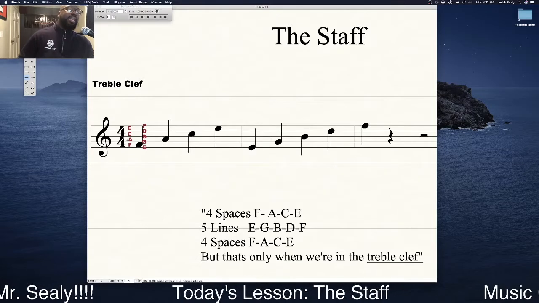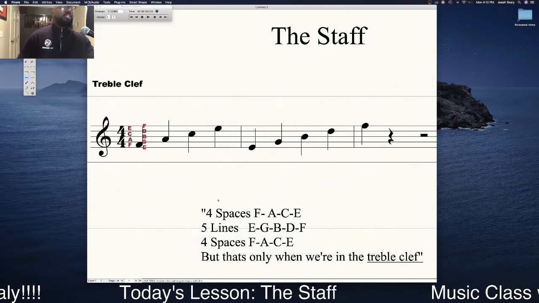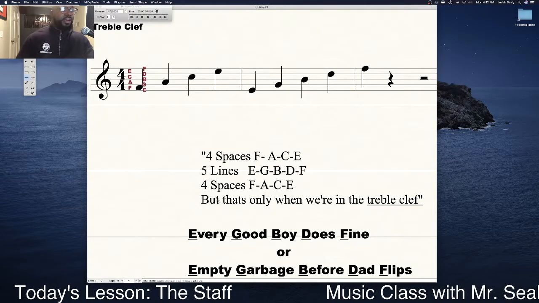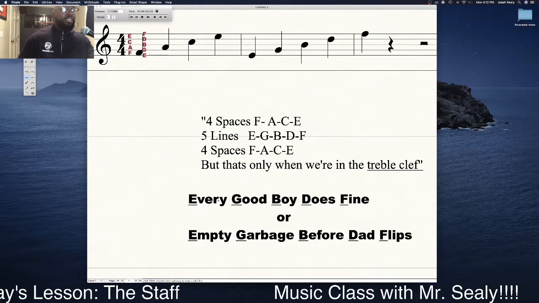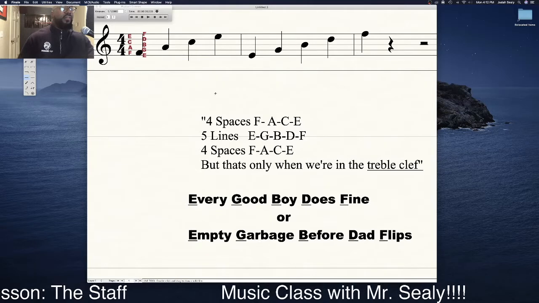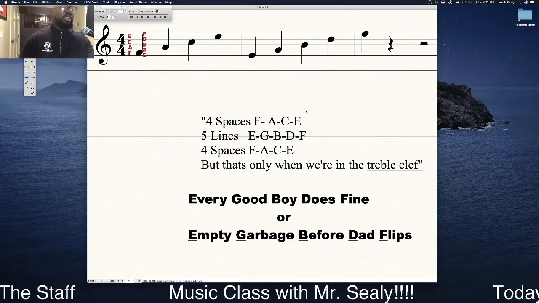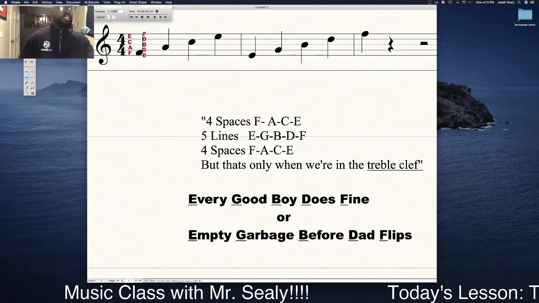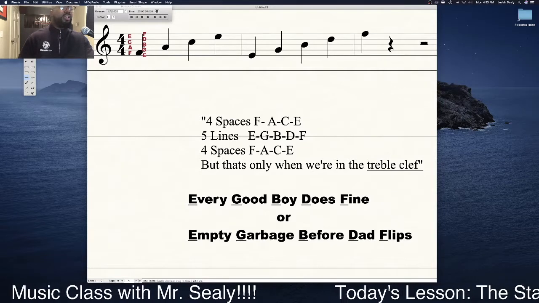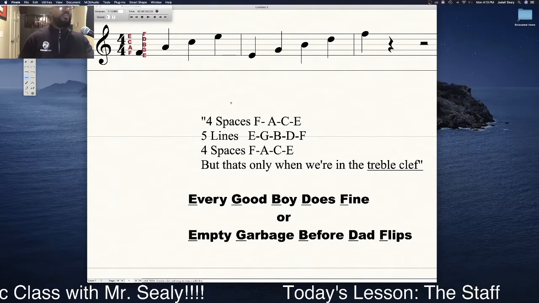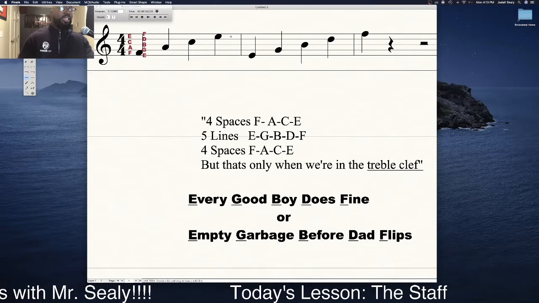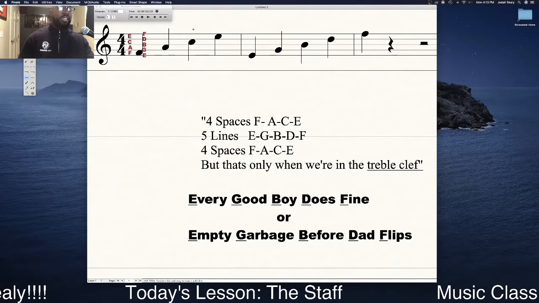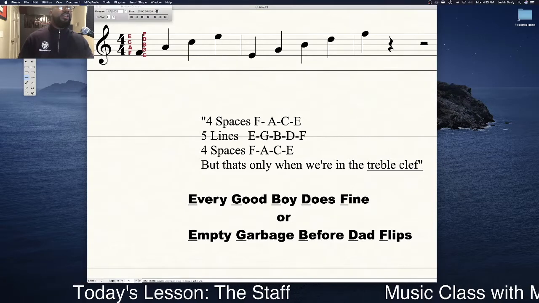Now, if you have trouble seeing it or it's not making sense, there's a song that I use, that I was taught, as I said earlier, by my music teacher when I was in middle school. And this is how we identify the notes of the treble clef. 4 spaces, F, A, C, E. 5 lines, E, G, B, D, F. 4 spaces, F, A, C, E. But that's only when we're in the treble clef. I'll say it again. 4 spaces, F, A, C, E. 5 lines, E, G, B, D, F. 4 spaces, F, A, C, E. But that's only when we're in the treble clef.